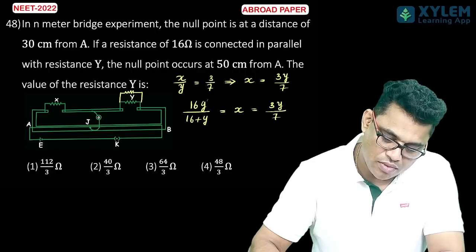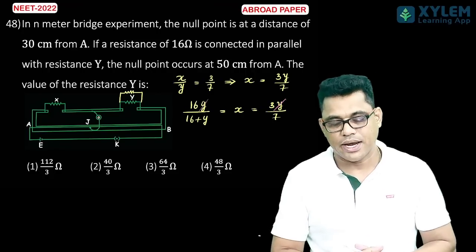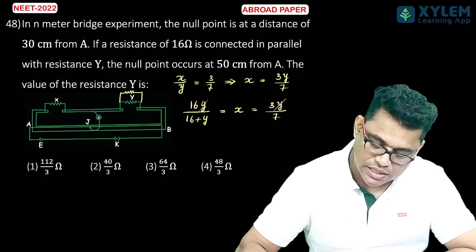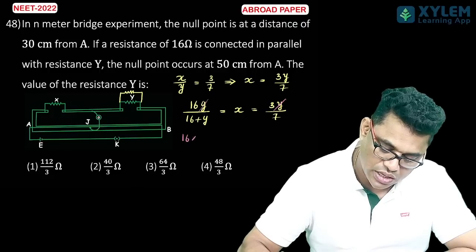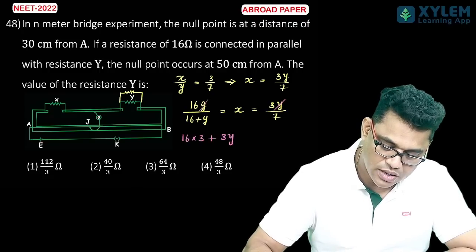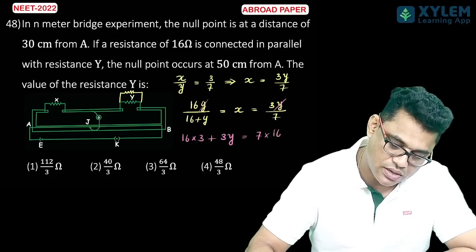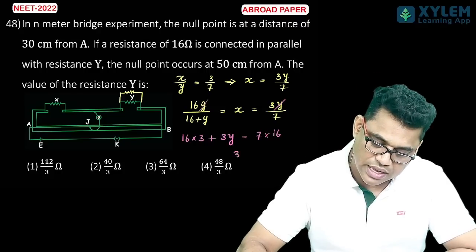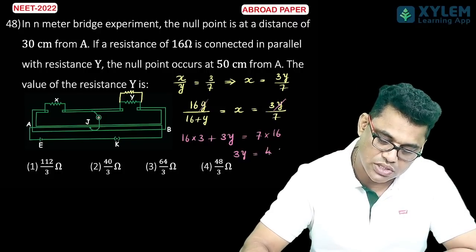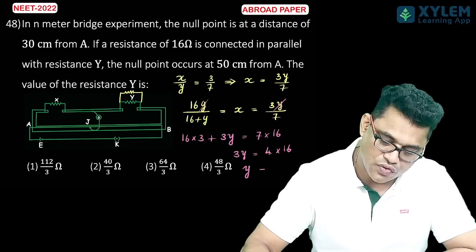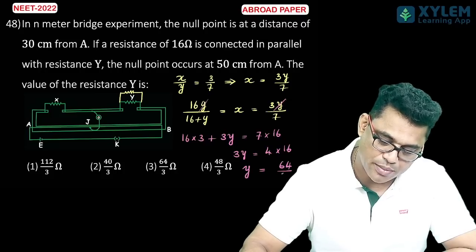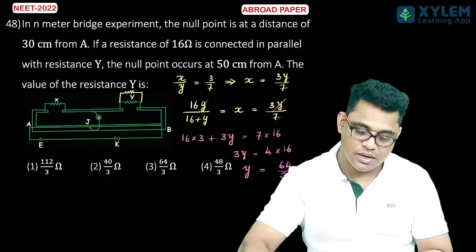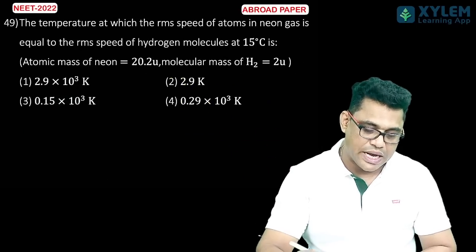From here, you can cancel Y from both sides. From the numerator, Y can be cancelled. So, let us proceed. What you got here? 16 into 3 plus 3Y is equal to 7 into 16. 16 into 3, 16 into 7. When it goes to the other side, you get this is 4 into 16, isn't it? Therefore, Y is equal to 4 into 16, which is 64 divided by 3. Therefore, your answer is 64 divided by 3. Option 3 is right.